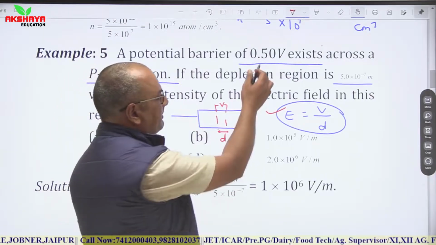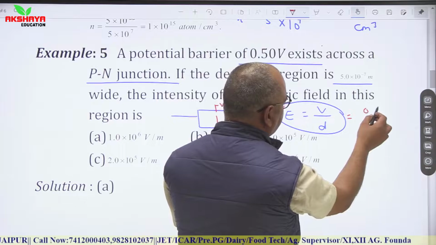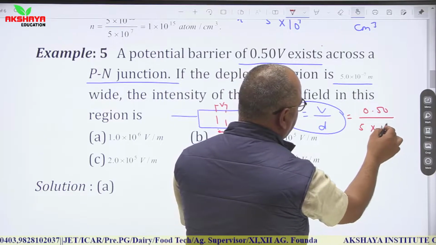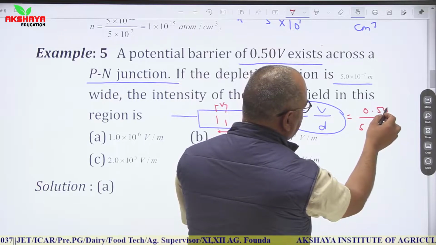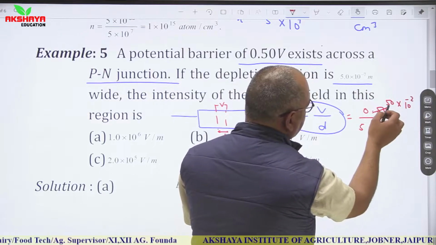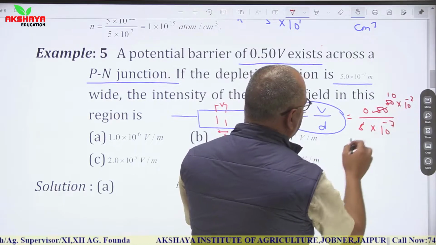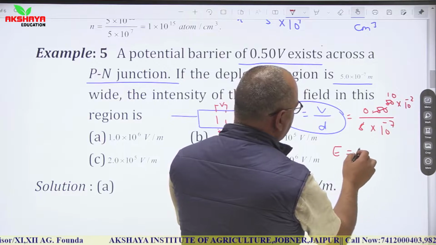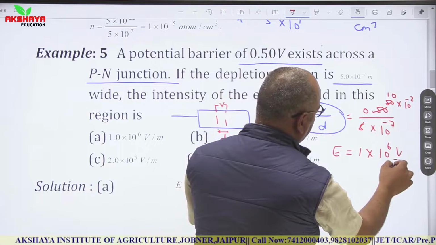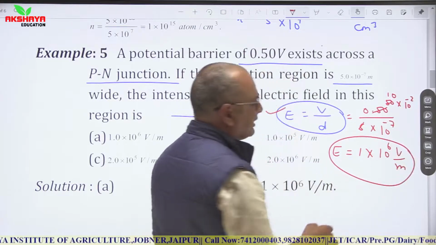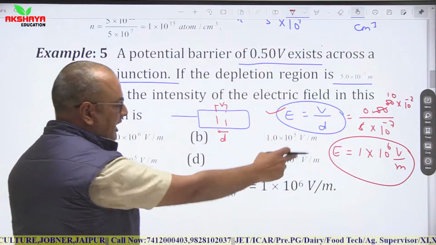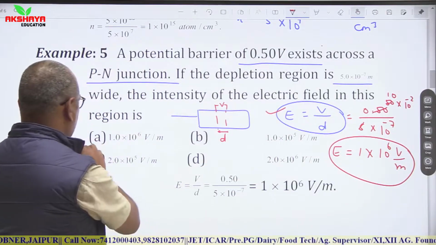Here we are given the barrier potential as 0.50 and the depletion layer width as 5 into 10 to the power minus 7. So we can write it as 50 into 10 to the power minus 2 over 5 into 10 to the power minus 7. So E is equal to 1 into 10 to the power 6 volt per meter. This is the barrier electric field, or we can say the intensity of the barrier field. Any option having such a value will be the correct one. So option A is correct.